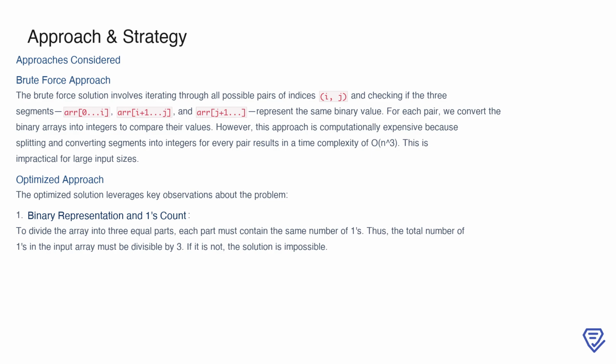To address this, we turn to a more efficient approach, grounded in the structure of binary arrays. A crucial observation is that for the array to be divided into 3 equal parts, each part must contain the same number of ones. If the total number of ones in the array is not divisible by 3, it's impossible to find a valid solution, and we can terminate early. This insight forms the basis of the optimized approach.